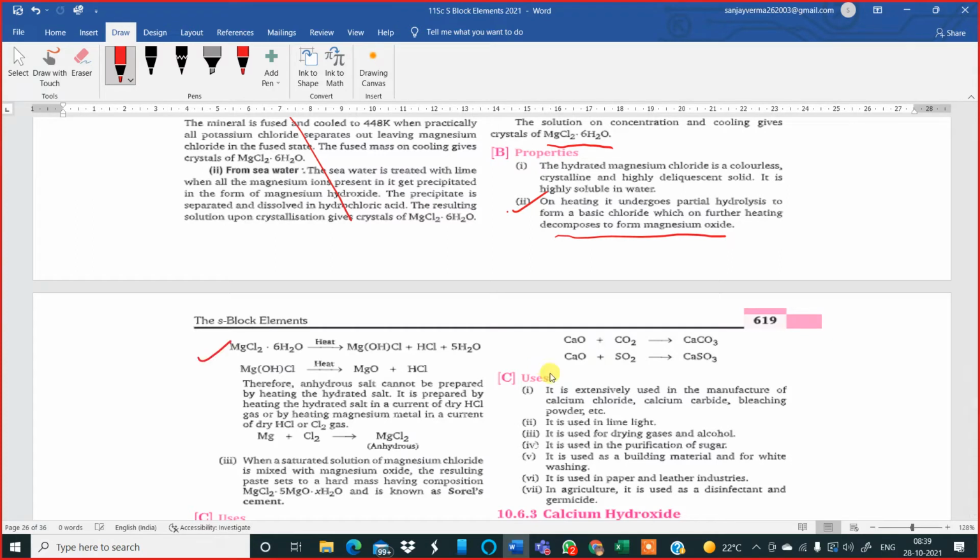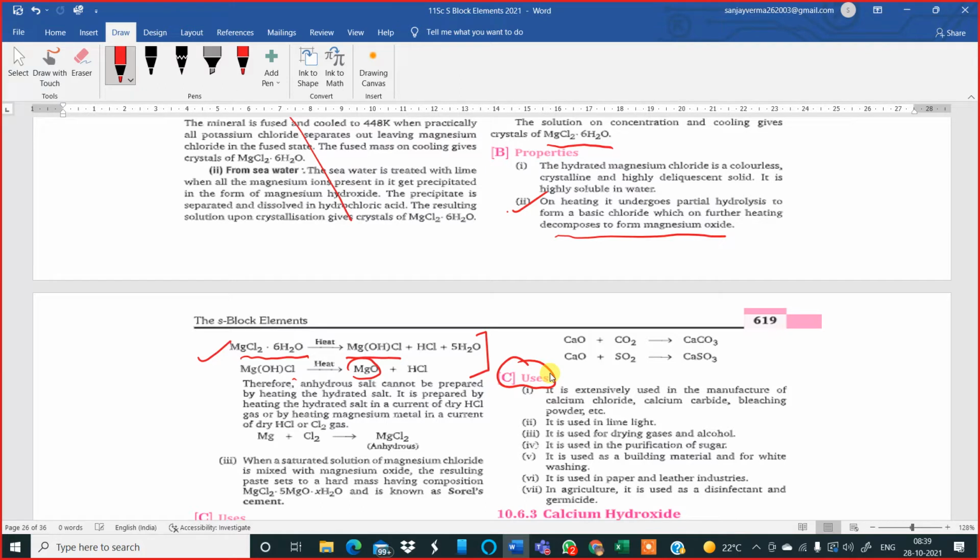So if you heat magnesium chloride hexahydrate, it forms basic magnesium chloride, which upon further heating decomposes to give magnesium oxide. So you will learn these two equations. Nothing more than that. After that, coming to the uses now. The rest is not required. Uses are required over here.